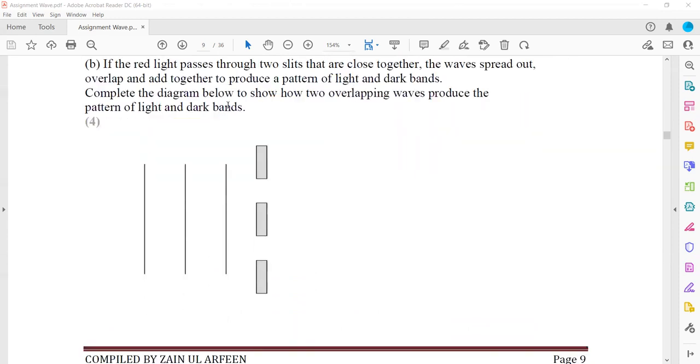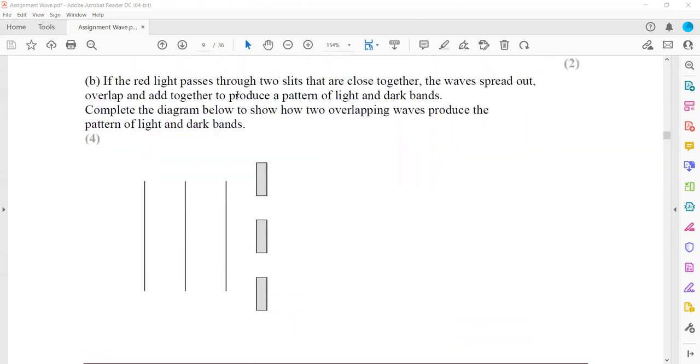The next one: if the red light passes through two slits that are close, they spread out and overlap to produce a pattern of light and dark bands or fringes. Complete the diagram to show how overlapping of waves produces a pattern of bright and dark. So how do we represent it? Wavefronts represent identical points, so these all are crests. So when the wave spreads, there will be a spreading of the wave.